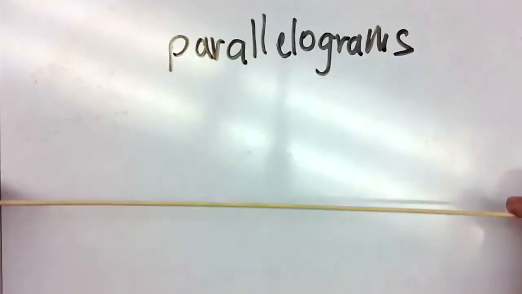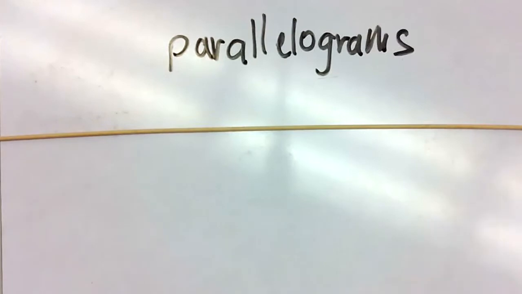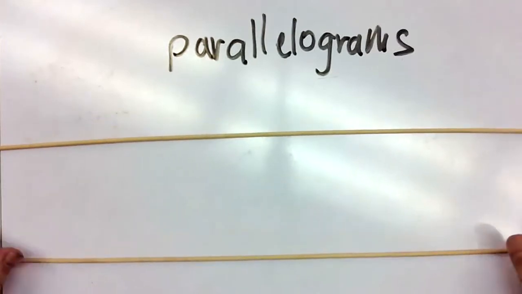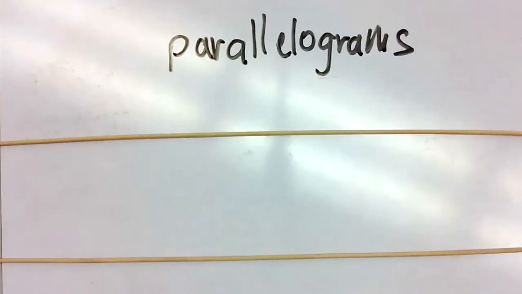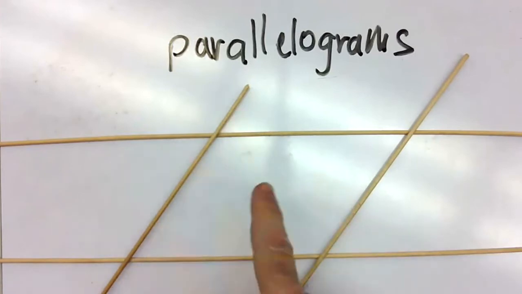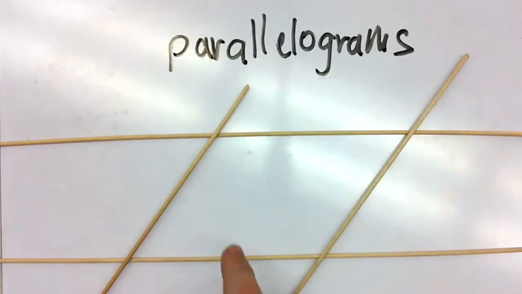One of the major categories of quadrilaterals that we learned about was parallelograms. And of course, the name comes from the parallel sides. So with a little bit of artistic license, if we consider these 2 sticks to be parallel and we put 2 other parallel lines, so opposite parallel sides, then the shape here we would call a parallelogram.